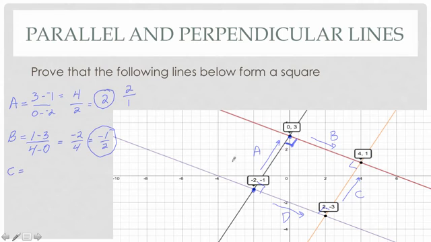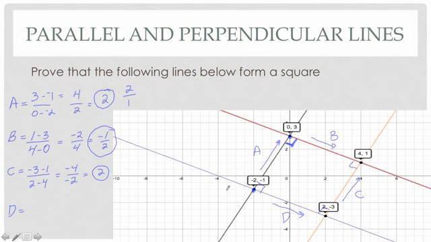Let's do C. So for point C, I'm going to do -3 minus 1. Subtract my y values, and I'm going to do 2 minus 4. So we get -4 over -2, which ends up equaling +2 again. And I can see that lines C and B have to be perpendicular because they're negative reciprocals as well. And I've just shown that lines A and C are parallel. They have the same slope.